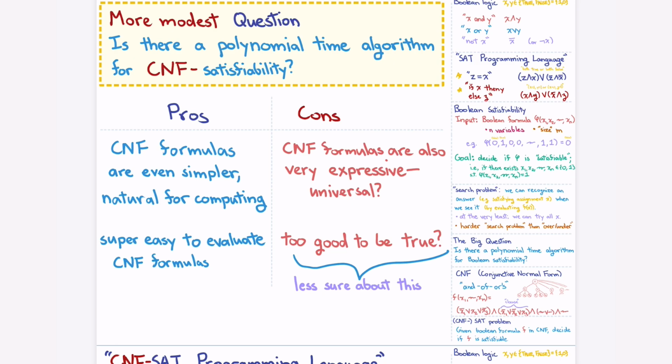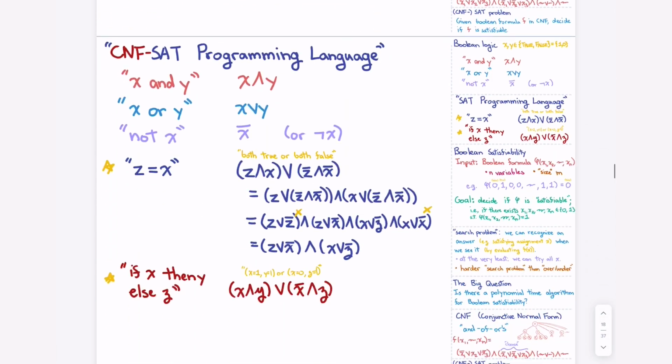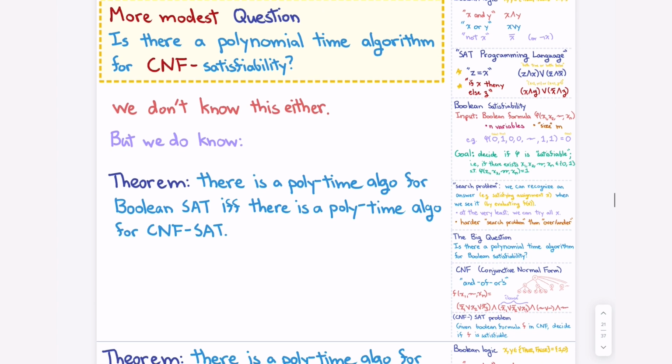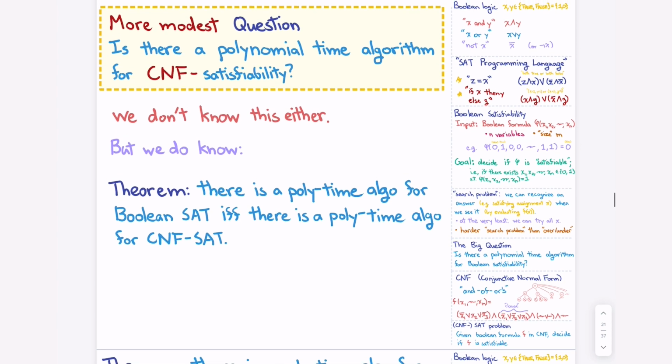Okay, so here's what we're going to show, which is sort of a different kind of result than we've seen before. The question is, can we get a good algorithm for CNF SAT? We don't know the answer to this either. But we're still going to say something precise about it.